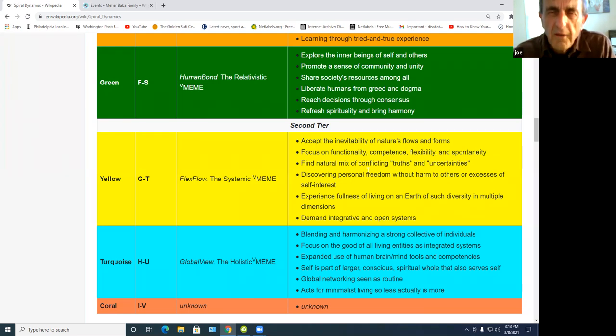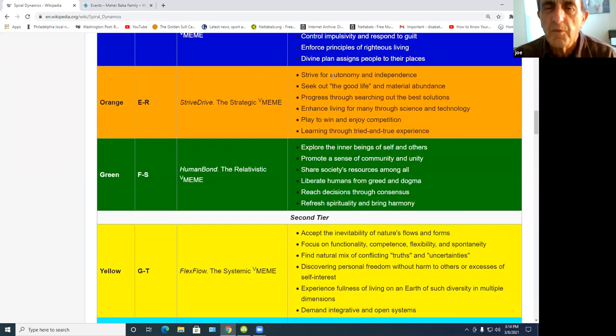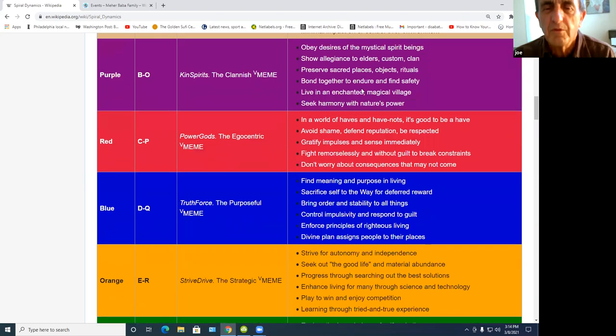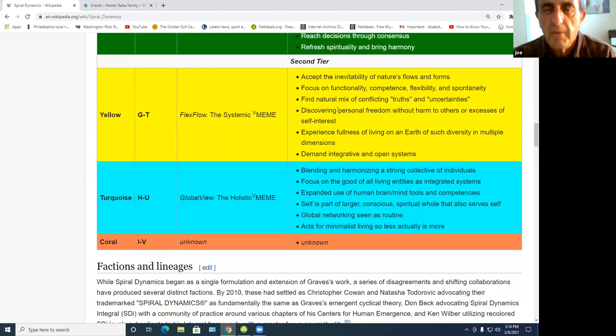And the art that emerges, Yellow art, we're going to see in a little bit. There's a different way of understanding art. It's about the process of art, drawing on earlier forms of artistic expression, carrying them forward, oftentimes going back to the Purple realm. It's about art that also has a deeper spiritual dimension.